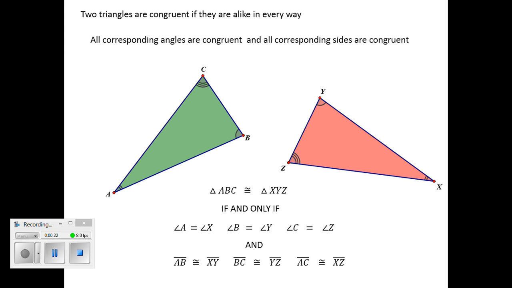That is, if these two triangles are congruent, if we can make this statement, then this must be true. All these angles, A and X, B and Y, C and Z, and all the corresponding sides, AB and XY, BC and YZ, and AC and XZ, they must all be congruent.